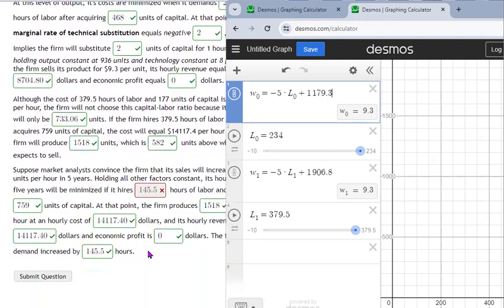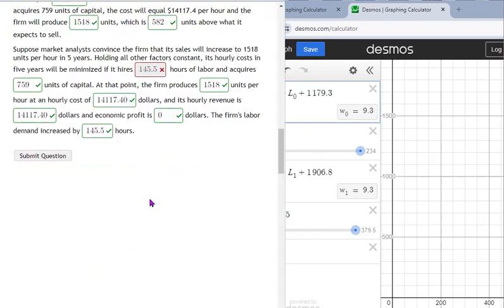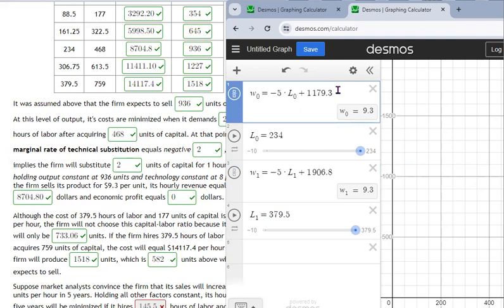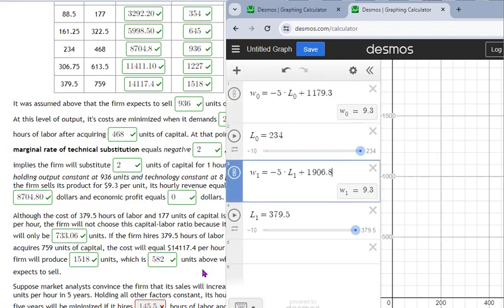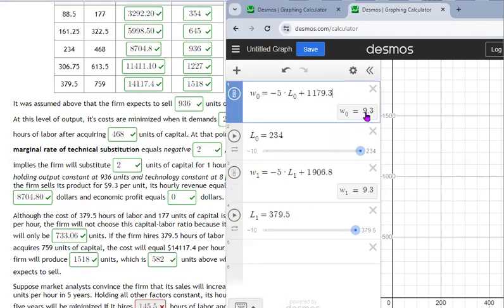before firm sales were expected to increase to 1,518. And this is labor demand after its expected sales were to increase to 1,518, right? So this is the before. This is when output is expected to be 936, and this is when output is expected to be 1,518, right? And the wage is 9.3 because the wage was held constant, right?